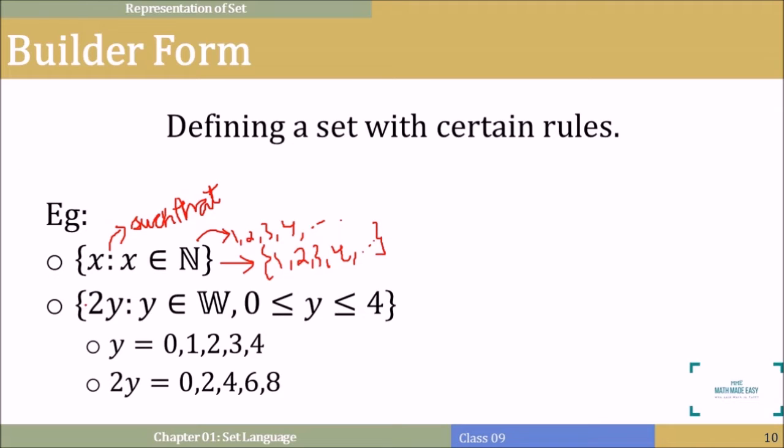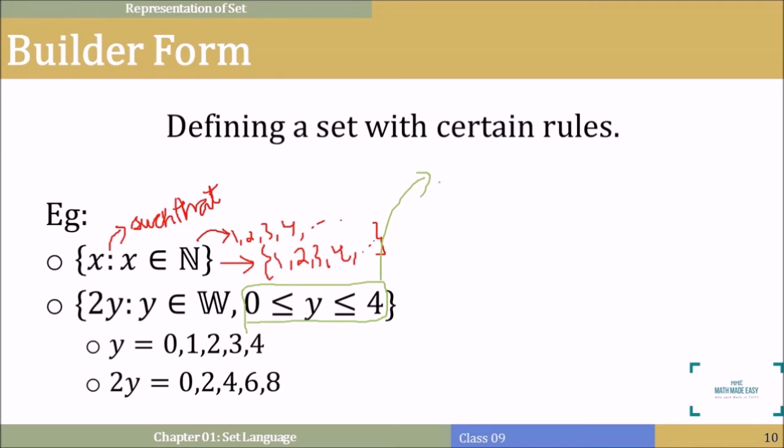The next one is the set of 2y such that y belongs to whole numbers, 0 is less than or equal to y is less than or equal to 4. We are asked to find the elements 2y such that we are imposing a condition on y, which should belong to whole numbers, and again a restriction on y, such that y must lie between 0 and 4. We'll discuss this in more detail now. Let's take this one for now.